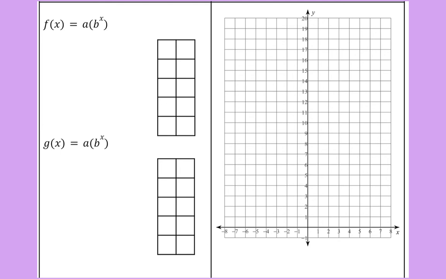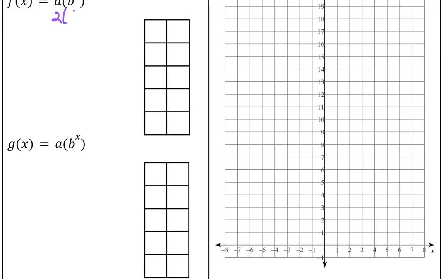Let's take 2 more quick looks. Let's say, what if I reversed those values from the last one? What if I made my f of x 2 times 3 to the x instead of 3 times 2 to the x. So y equals 2 times 3 to the x. We're going to do the same thing here. We'll do x and y. I'll go negative 3, negative 2, negative 1, 0, 1, 2, 3.